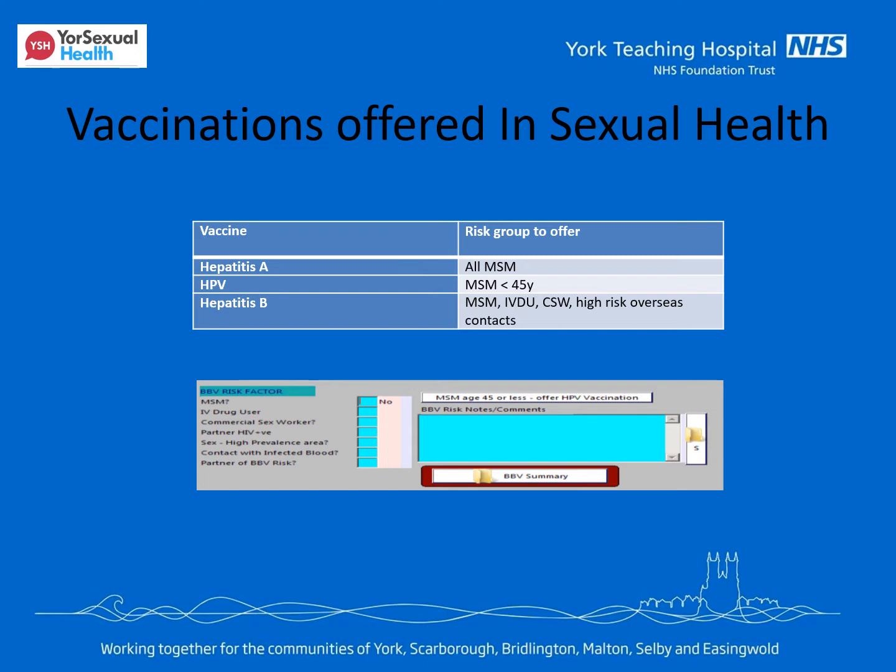of eligible patients. So this would include men who have sex with men, intravenous drug users, commercial sex workers, high-risk overseas contacts, and sexual assault. Now we use the box down here in our bloodborne virus screening to record these groups. So if you answer yes to any of these boxes, you should be considering vaccinations and testing for hepatitis.